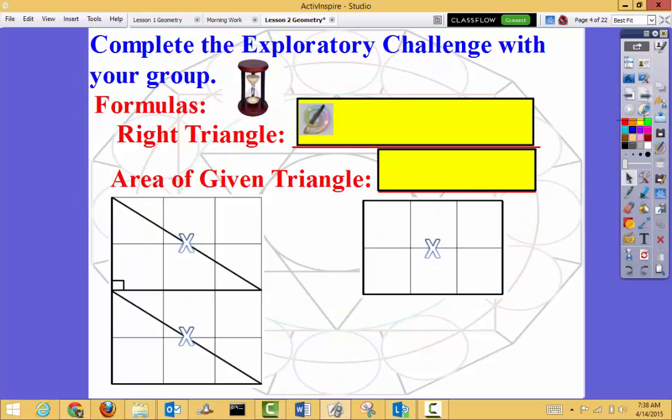Alright, so here's your next objective. If you're on the computers, you're going to be doing this as well. I want you to complete the exploratory challenge with your group or the person sitting next to you.